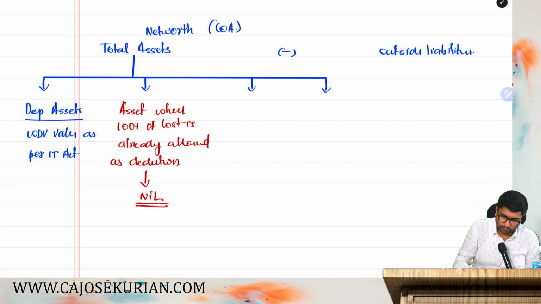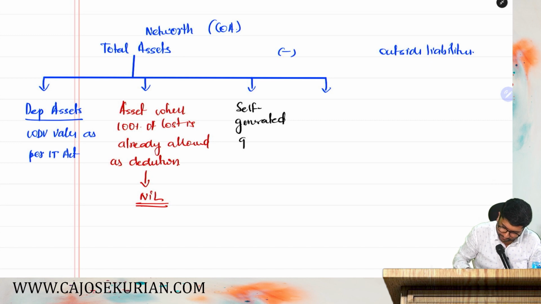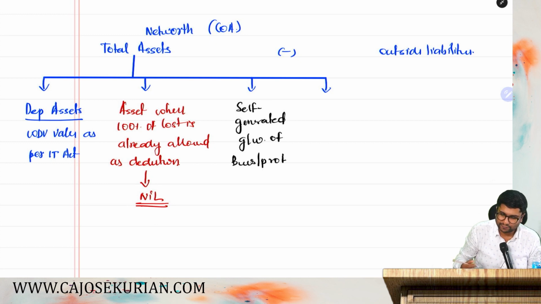Then, the third one, if the asset is self-generated goodwill of business or profession. What is the self-generated goodwill of business or profession? What do you mean by self-generated goodwill?